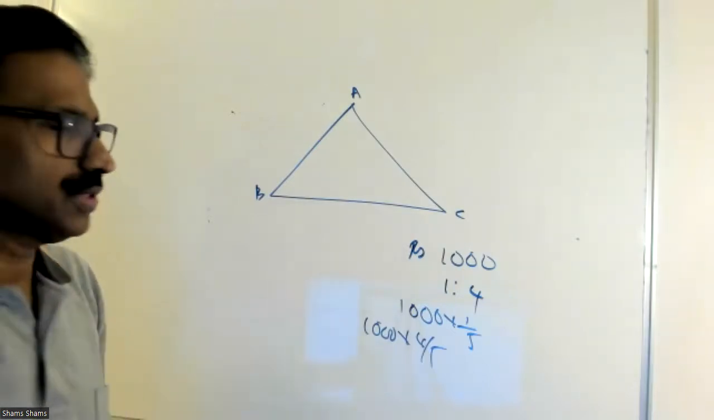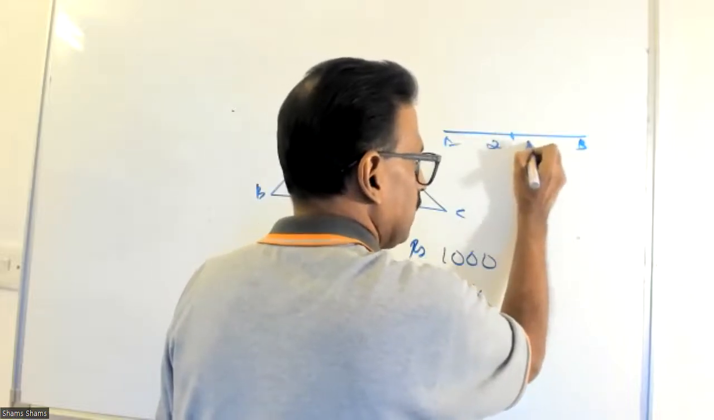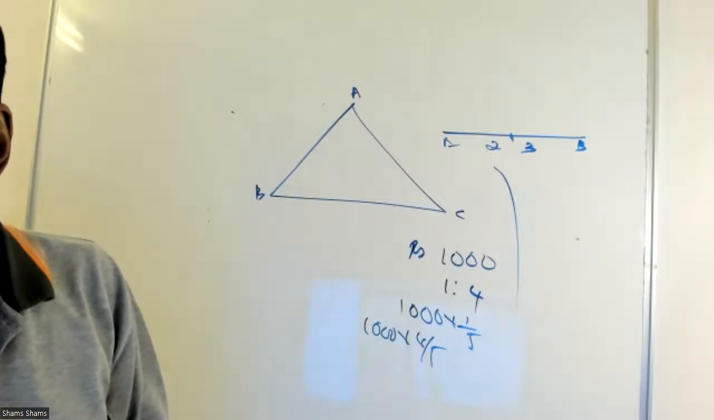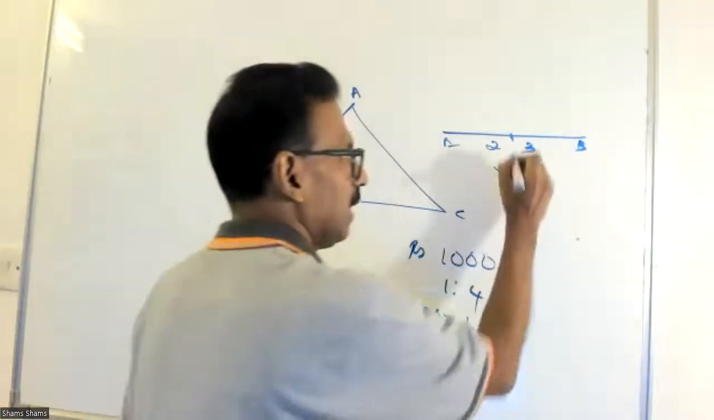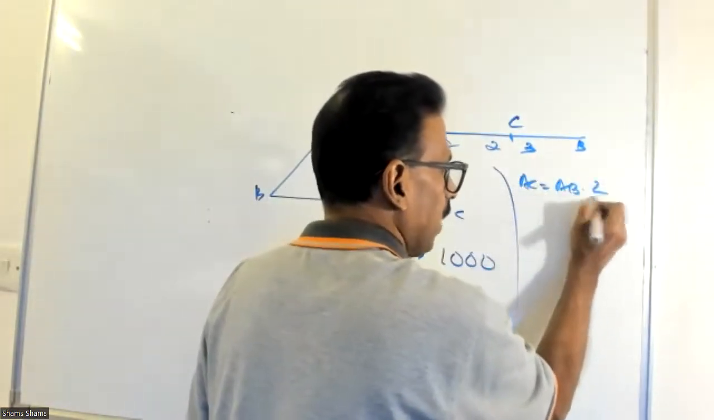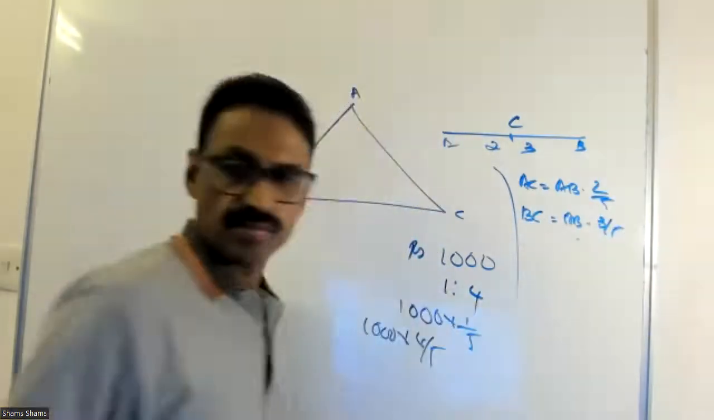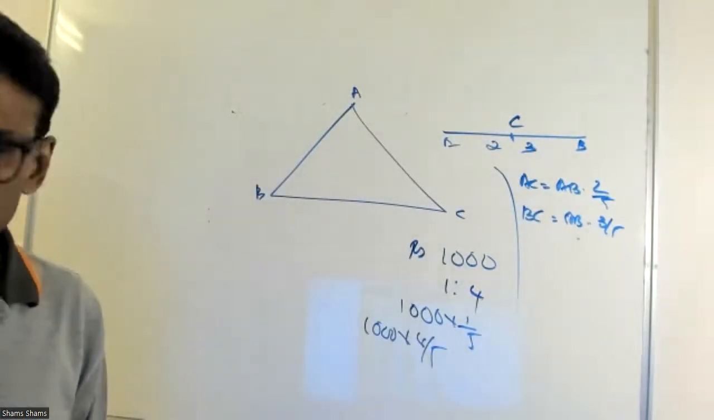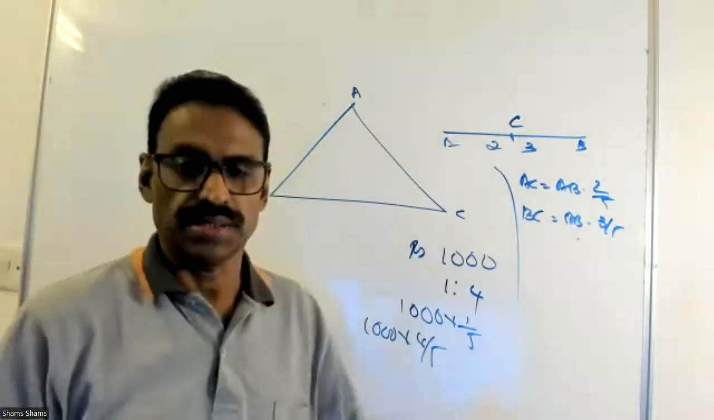Correct or not? Suppose a line AB is divided in the ratio 2:3. So that means at point C, AC equal to AB into 2/5, and BC equal to AB into 3/5. Is this part clear or not? Are you okay or not? Yes, sir. Only then can I go to the question. I haven't started the question yet.